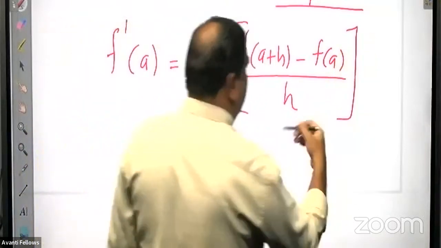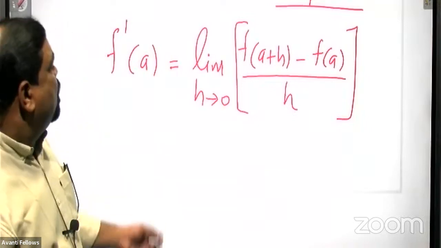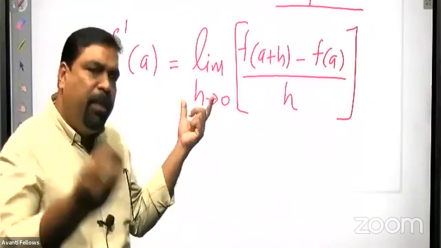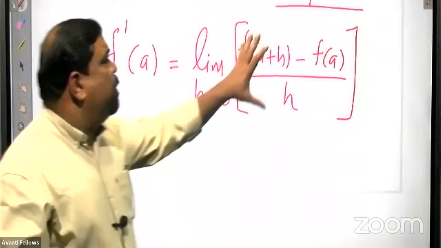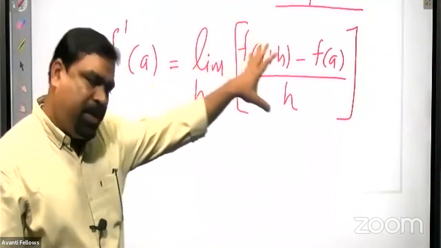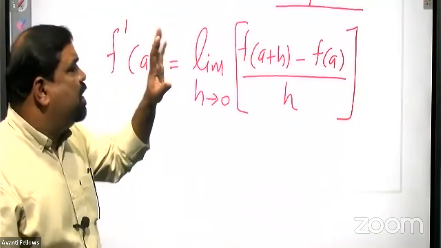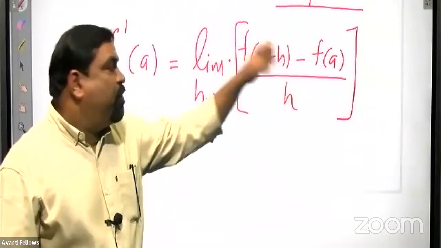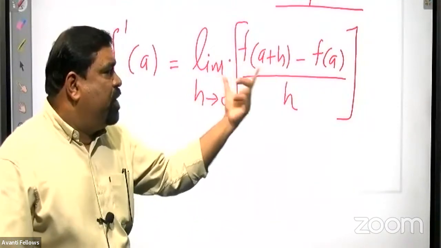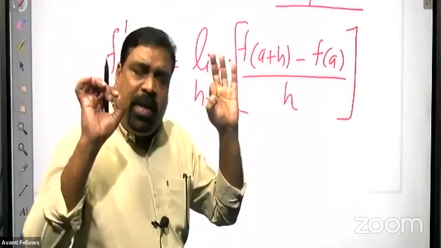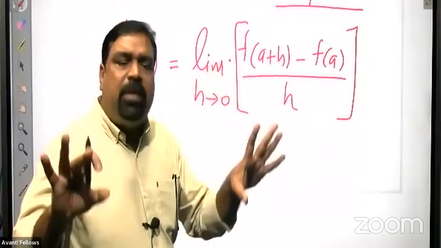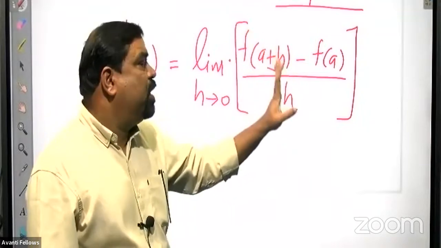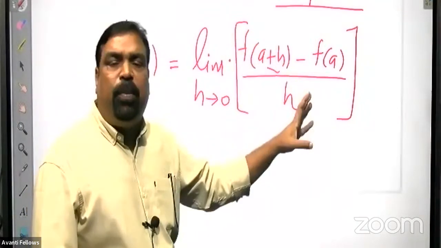Here h is a very small quantity, called an increment to a. If this limit exists, that is, the derivative exists at the point a, this value must exist finitely. When we say this limit exists, it means the left-hand limit and the right-hand limit both must exist and both must be equal. Then only we say that the function is differentiable at the point a.